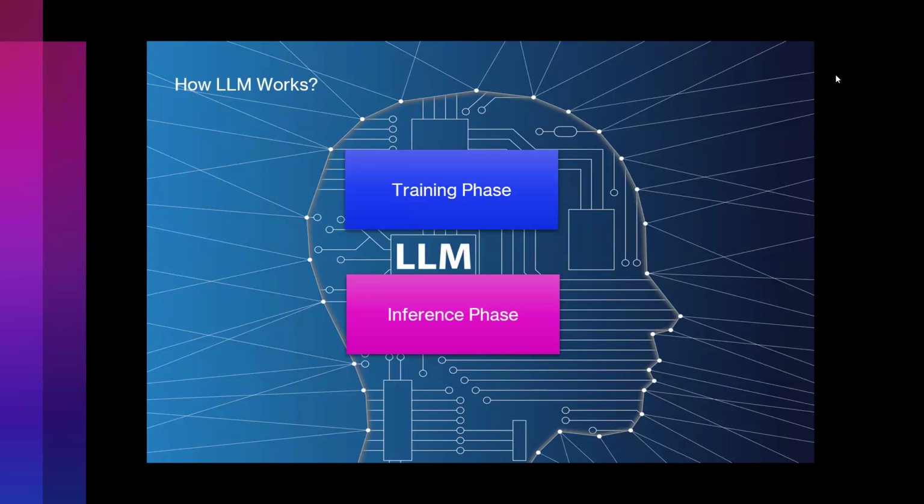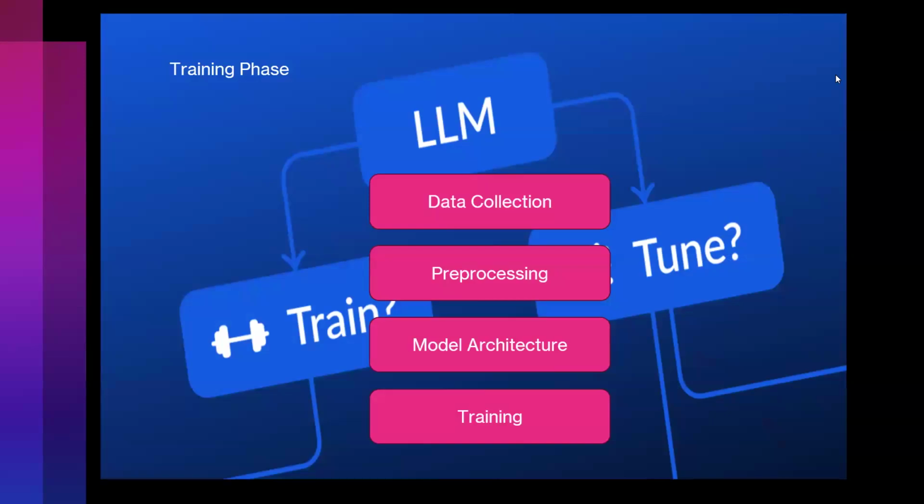For example, LLMs like GPT-4 operate on complex neural networks trained on vast amounts of text data. In this LLM there are two phases. On the screen you can see the training phase and the inference phase. Coming to the training phase, there are actually 4 stages or 4 phases we have.